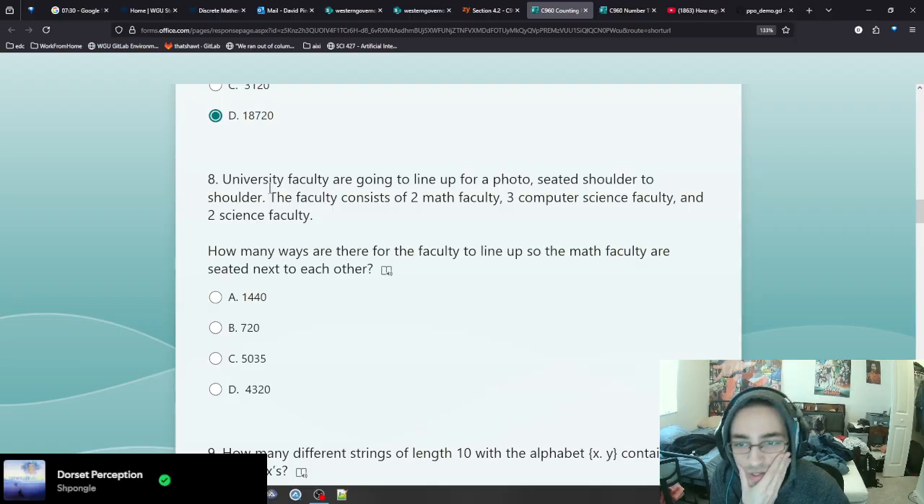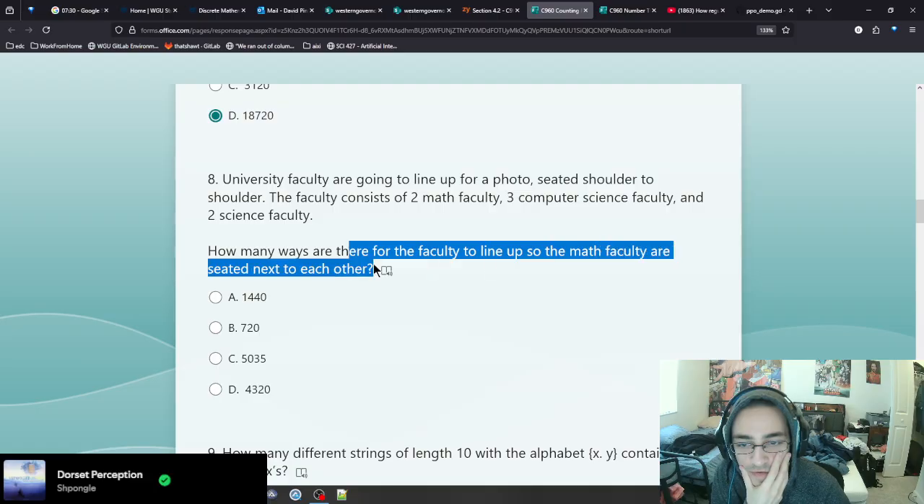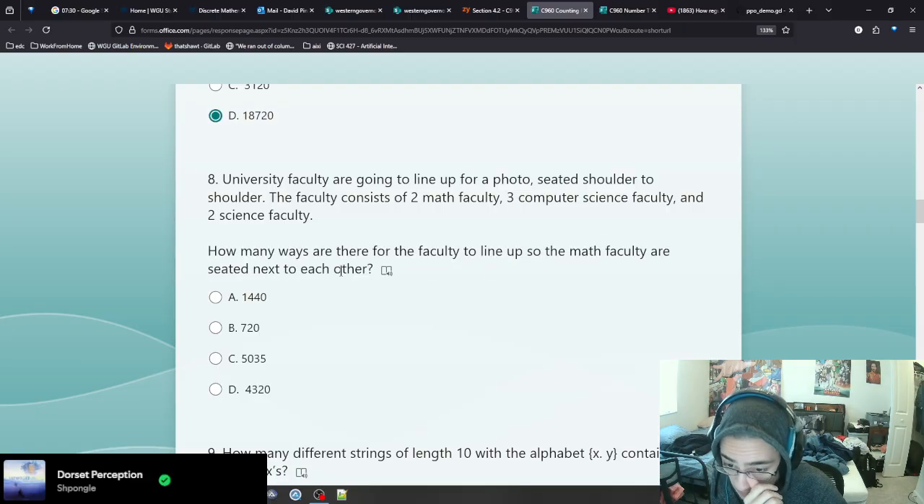Okay. So it says the university faculty are going to line up per photo, seated shoulder to shoulder. The faculty consists of 2 math faculty, 3 computer science faculty, and 2 science faculty. So how many ways are there for faculty to line up? The math faculty are seated next to each other.